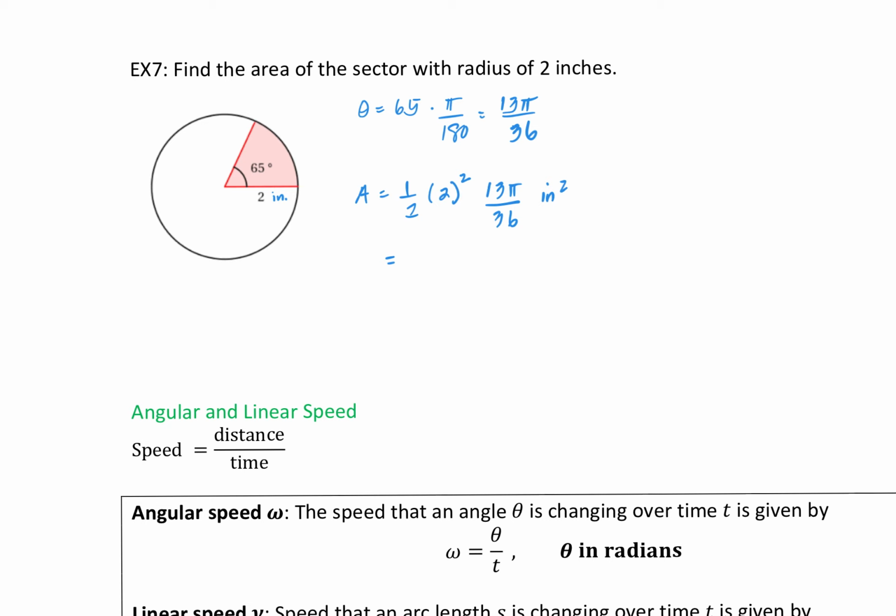That should give us 13 pi over, what's 36 divided by 2? 18. So 13 pi over 18 inches squared. That again would be our exact solution. If we needed to approximate that in a calculator, it would be, let's go 3 decimal places, 2.269 inches squared.